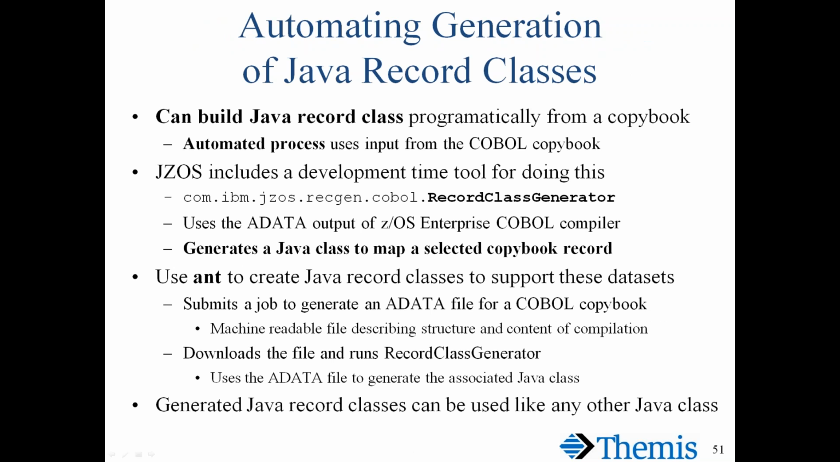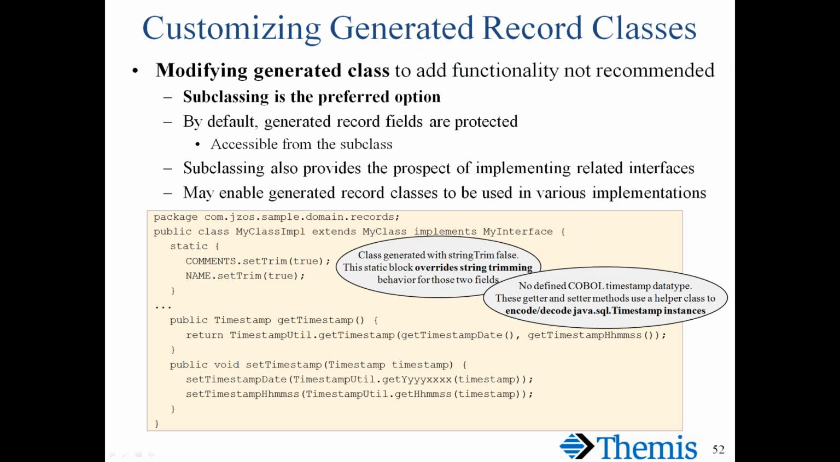There are steps that make use of the ADATA output from the compiler to generate a Java class that corresponds to that copybook. And again, there are Ant tasks that support this. We don't show any examples of that in this short webinar, but we certainly get into it in the class. Once you have that class that's been defined, you can modify it. This example shows building a timestamp from the date and time information that is supplied as part of the copybook.